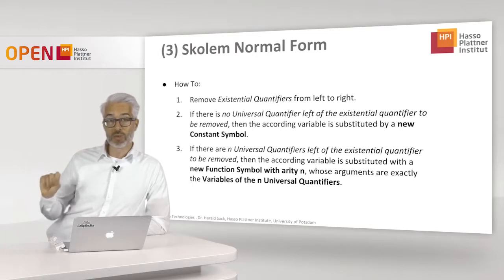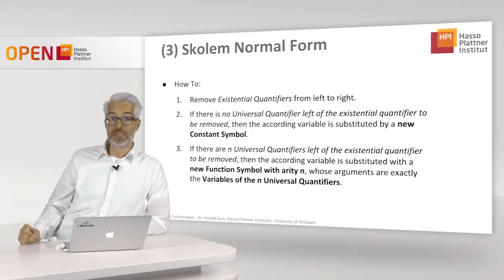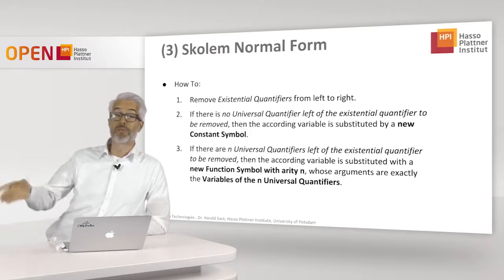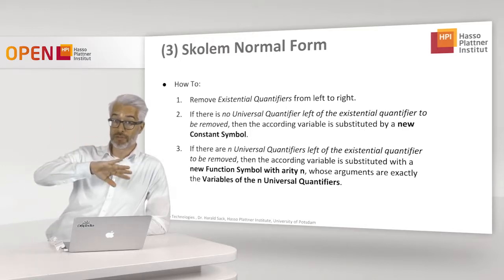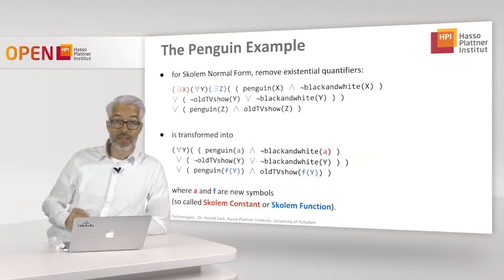There is a dependency. We have seen this when we looked at the commutativity of these quantifiers. Therefore, you have to distinguish whether they are left or right of the existential quantifier. Let's look at an example of how this works.